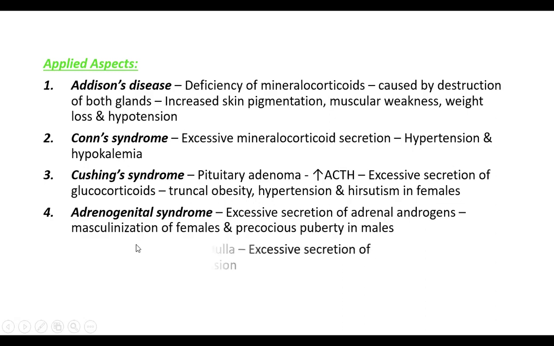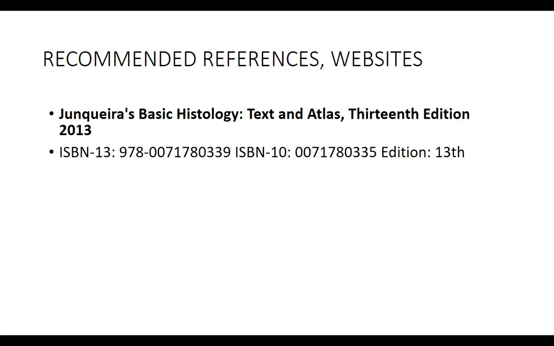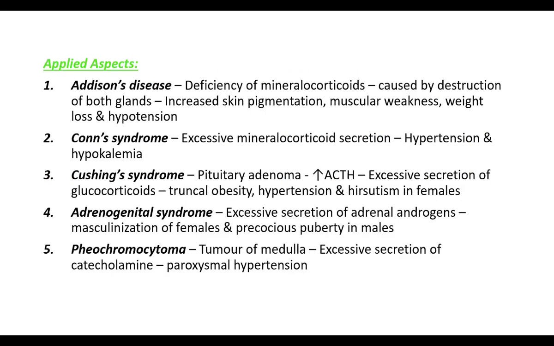Then the last is the pheochromocytoma, which I was talking about. It is because of tumors of the medulla. The cells of the medulla are chromaffin cells, which are also called pheochromocytes. Any tumor will be called an oma, so it will be pheochromocytoma. It is a tumor of the medulla, which leads to excessive secretion of catecholamines, and that leads to a condition called paroxysmal hypertension.